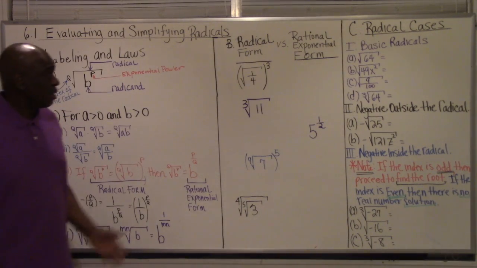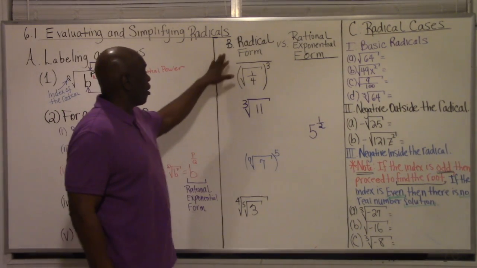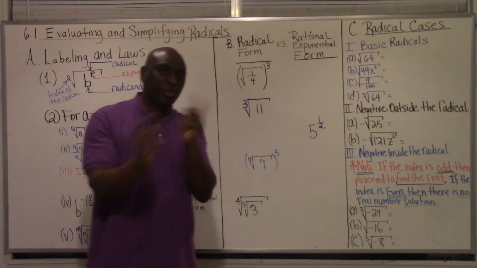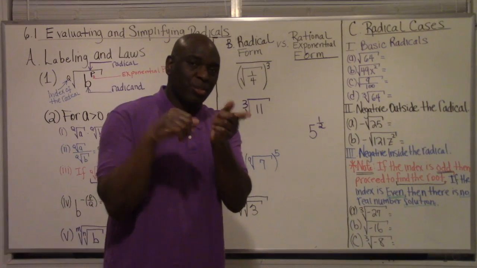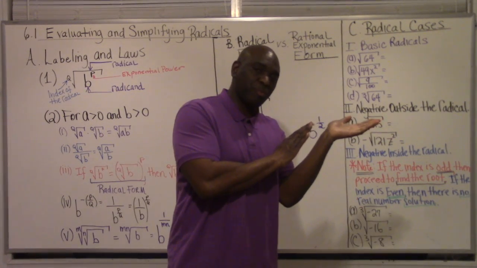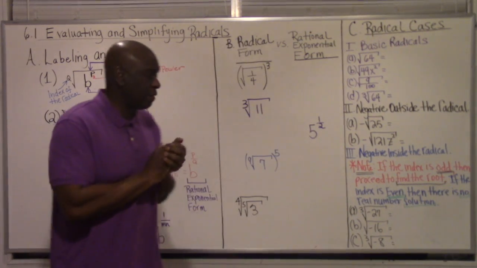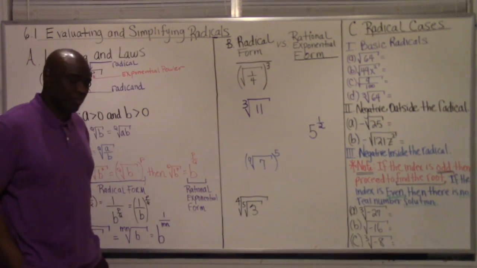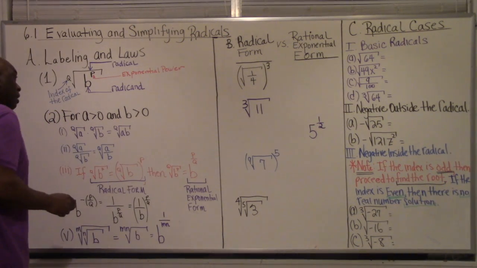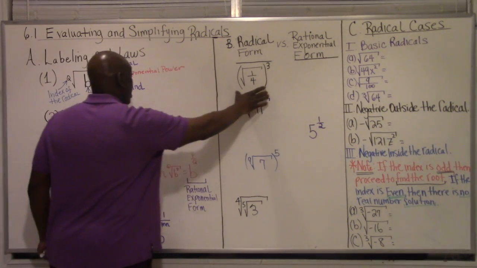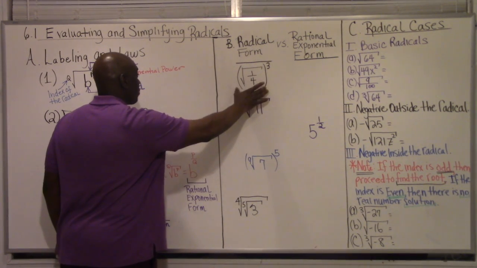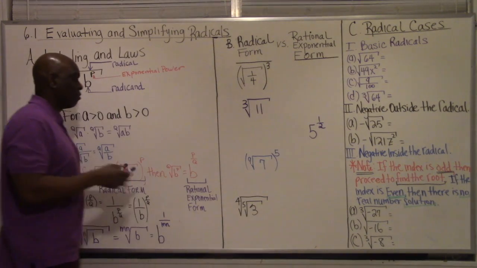Okay, let's go forward with part B, which is the radical form versus the exponential form. What we want to do here is go back and forth: take a radical form and write it in rational exponential form and vice versa. So here we go. We start with the quantity square root of 1 fourth, to the power of 3. How do we rewrite that?